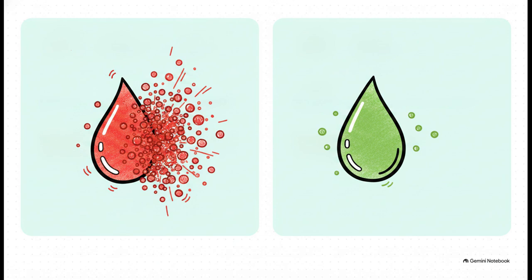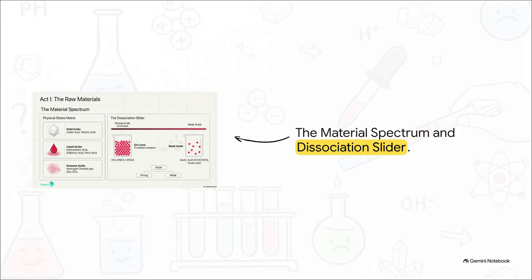A strong acid completely ionizes. That means it fully breaks apart in water to release this overwhelming surge of hydrogen ions. A weak acid, on the flip side, only partially ionizes, so it releases way fewer hydrogen ions, making it much less volatile.